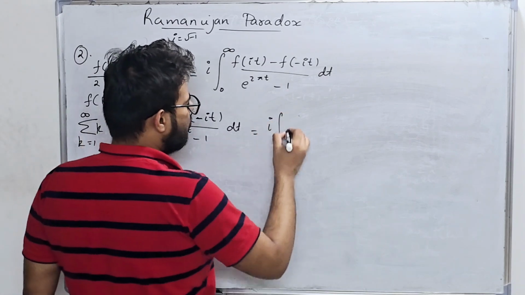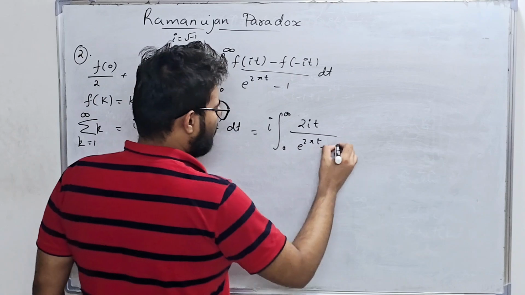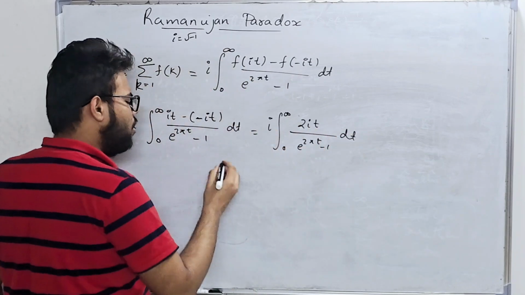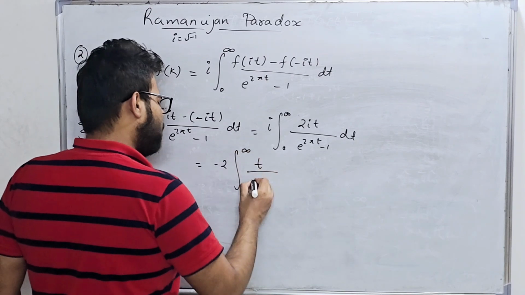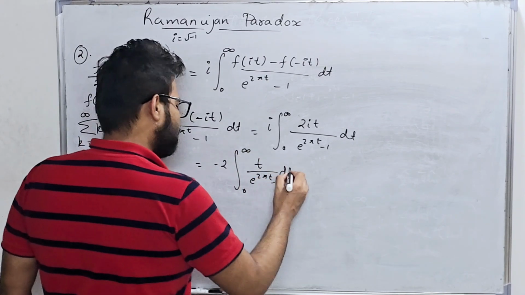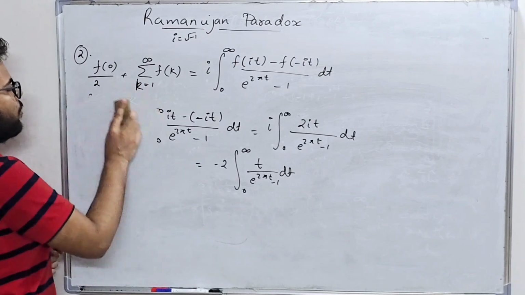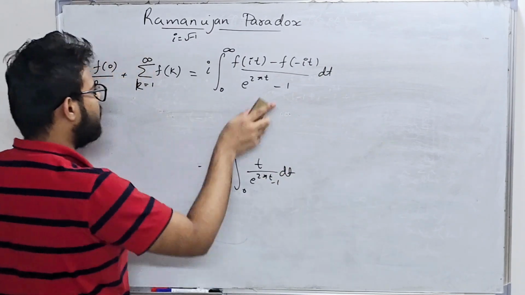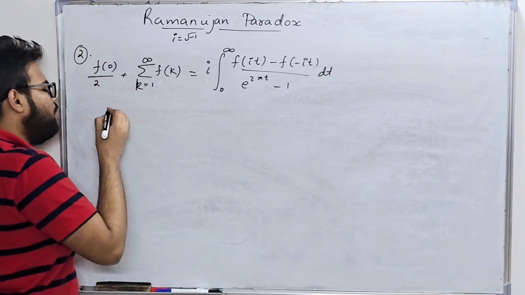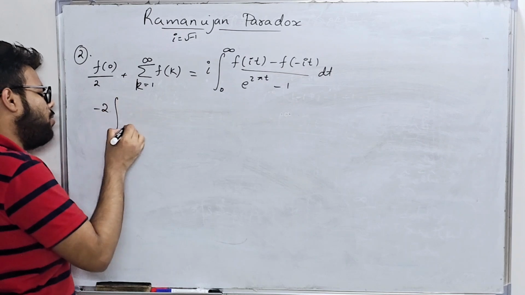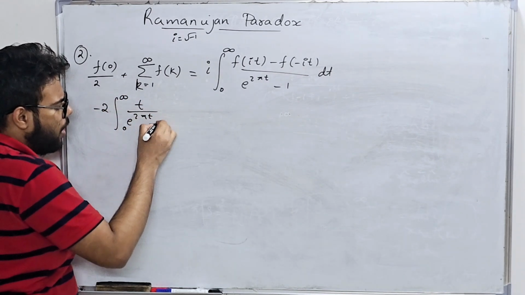It becomes i times the integral from 0 to infinity of 2it upon e to the power 2 pi t minus 1 dt. Multiply 2i with i, you get minus 2 outside, the integral from 0 to infinity of t upon e to the power 2 pi t minus 1 dt. Okay, now let's solve this integral to get the value. I'm not erasing this expression. So basically what we had got is minus 2 times the integral from 0 to infinity of t upon e to the power 2 pi t minus 1 dt, right?